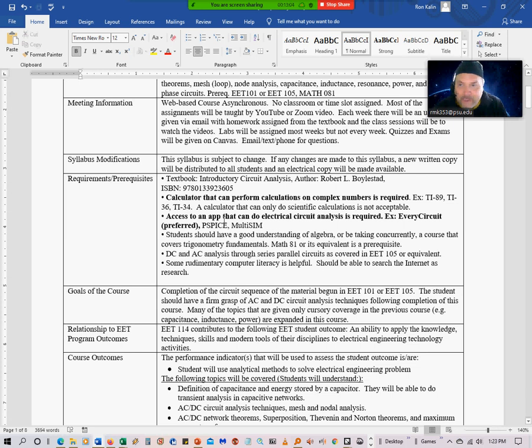Access to an app that can do electrical circuit analysis is also required. EveryCircuit is what I prefer. I mean, you could use one of these two other ones, but this is definitely the preferred one. It's also $15. This is a lifetime subscription. It's $15 one time and that's it. So I'd really rather that you got EveryCircuit.